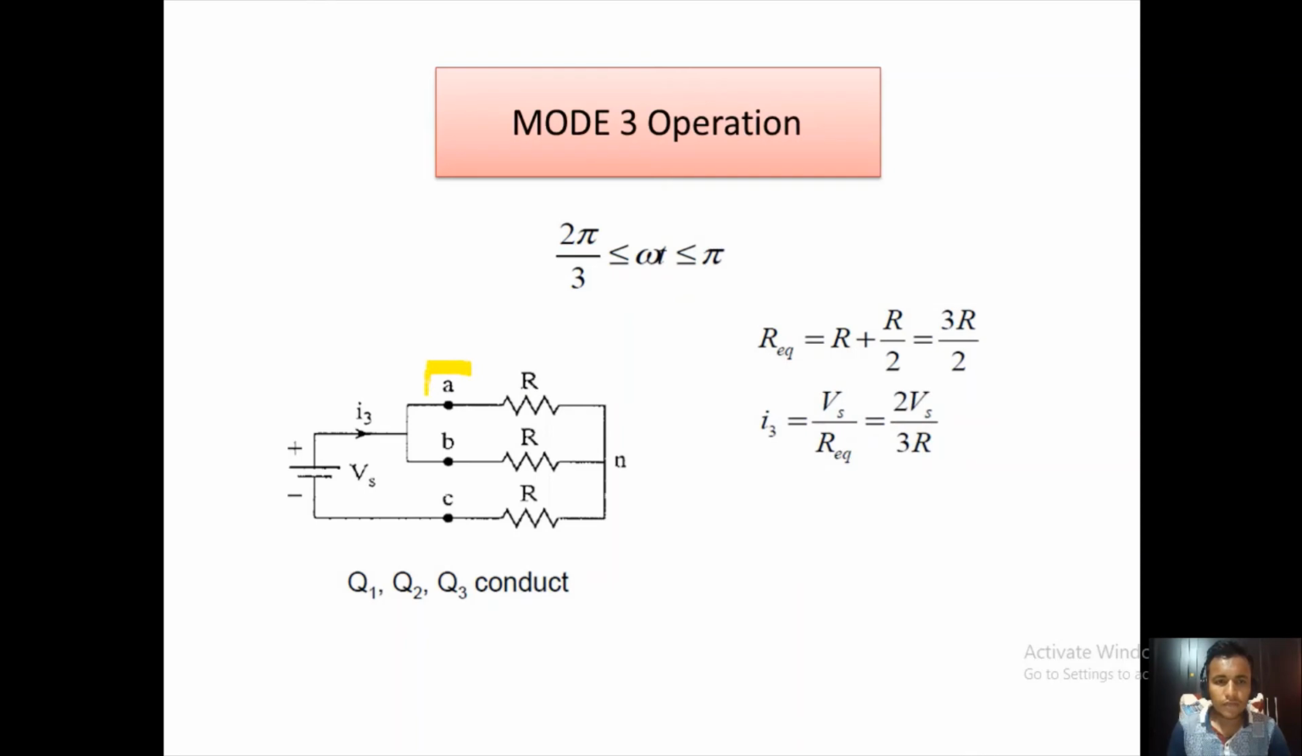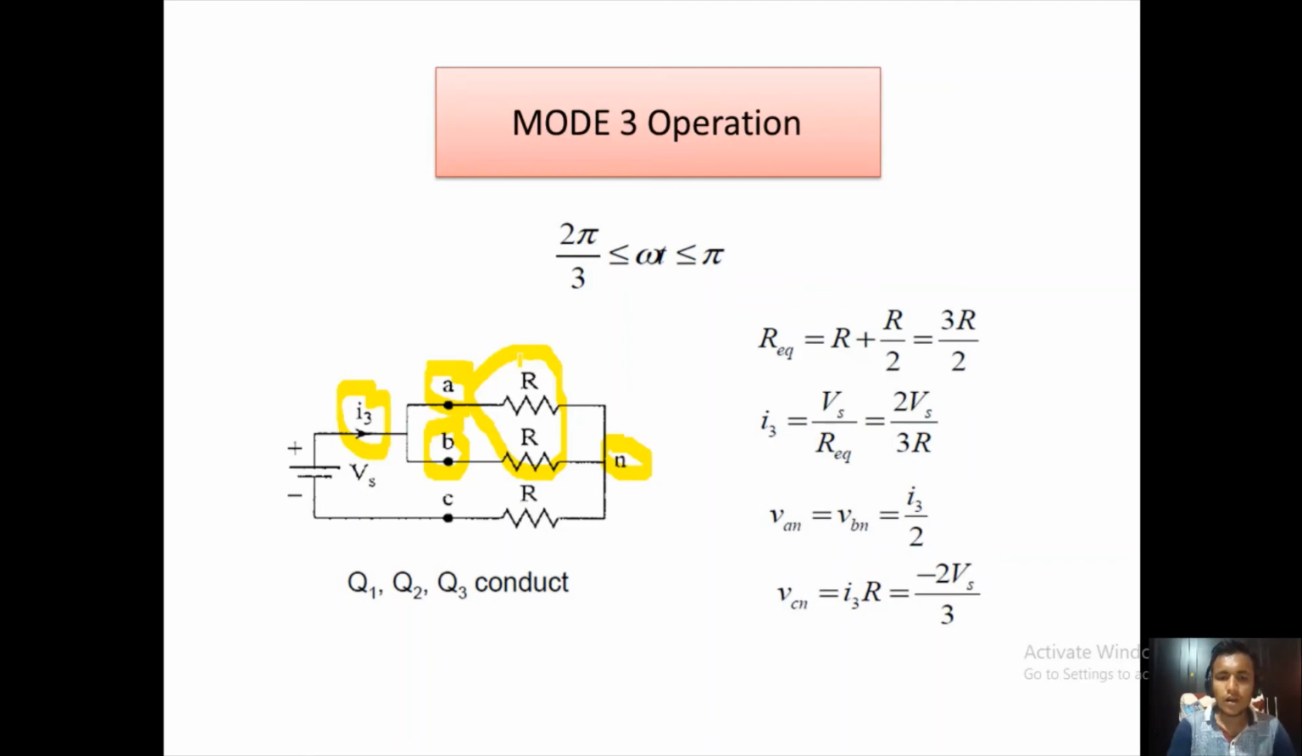You can see the phase voltage VAN and phase voltage VBN are the same, and the current is I3, and the resistance of this combination is R by 2. So VAN is equal to VBN, that is equal to I3 into R by 2. And VCN is equal to negative 2Vs by 3. Similarly, we can solve these equations as in the previous mode.